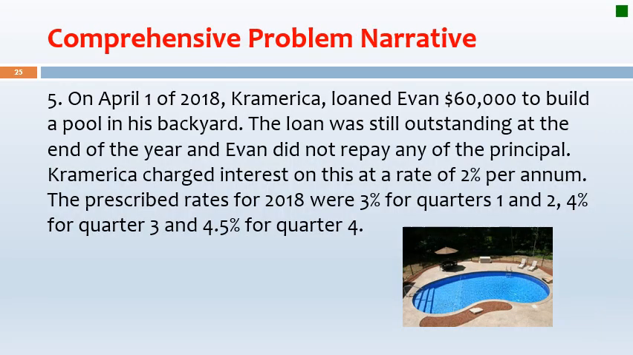Now we're going to look at the loan Cramerica made to Evan to build a pool. Is there a benefit here? Well, because the loan is provided at rates that are lower than the prescribed rates, we'll have to calculate the benefit and include it in Evan's income. Note that the loan provided to Evan is at a rate of 2%, and the prescribed rates for the various quarters are 3, 4, and 4.5 respectively.